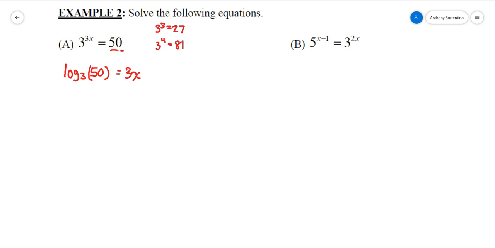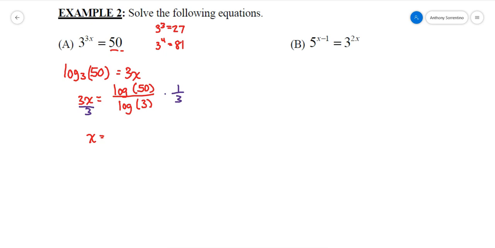However, if you don't have access to that or know how to get to that point on your calculator, or if your calculator doesn't even have it, to go further with this, I'd probably have to use the change of base formula to say, okay, that's going to be log base 10 of 50 over log base 10 of 3. And to get x alone, of course, I'm going to divide both sides by 3, which is the same thing as multiplying by 1/3.